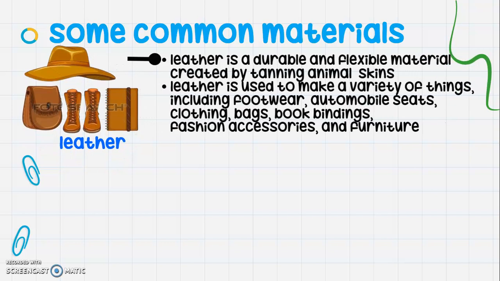Leather. Leather is a durable and flexible material created by tanning animal skins. Leather is used to make a variety of things, including footwear, automobile seats, clothing, bags, book bindings, fashion accessories, and furniture.